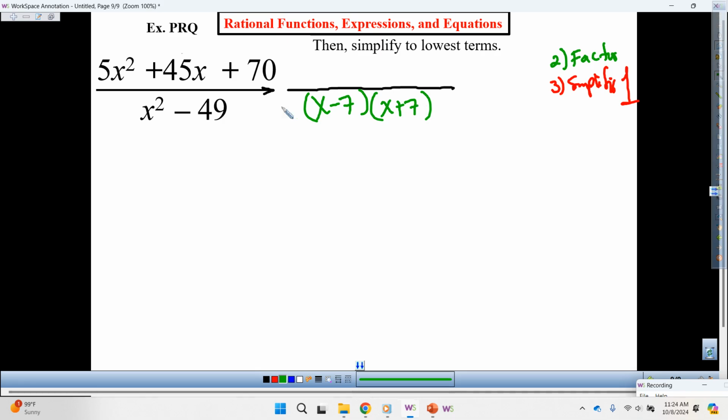All right. Let's go to the numerator. Tell me with the numerator, it says factor completely. What shall I do there? Is it a standard form? Yes. Can we check for GCF? Yeah. What is our GCF? Everyone? 5, and that leaves us with x squared plus 9x plus 14. Yeah. Can we continue factoring this one? Yes. Jesus, pass them one so they can help me with this one right here.